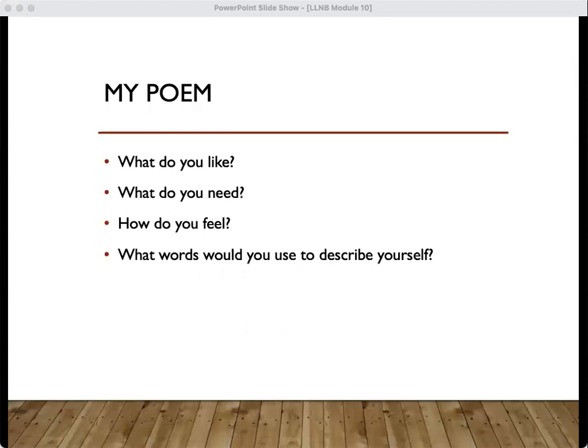The My Poem activity is another good activity to do with your learner. The prompts help them know what kind of words to include on each line. What do you like? What do you need? How do you feel? What words would you use to describe yourself? My poem may be something like this.